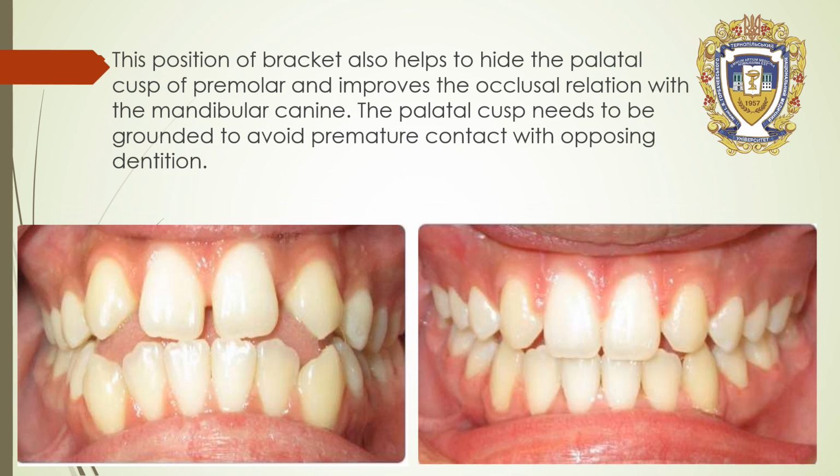This position of bracket also helps to hide the palatal cusp of premolar and improves the occlusal relation with the mandibular canine. The palatal cusp needs to be grounded to avoid premature contact with opposing dentition.